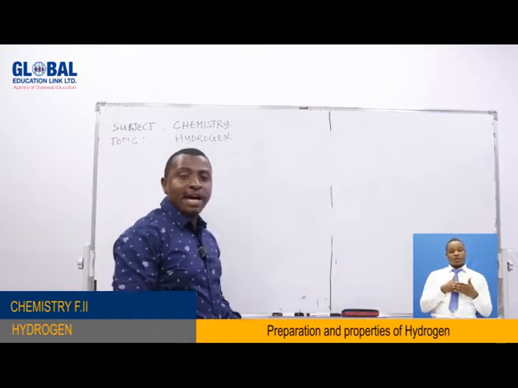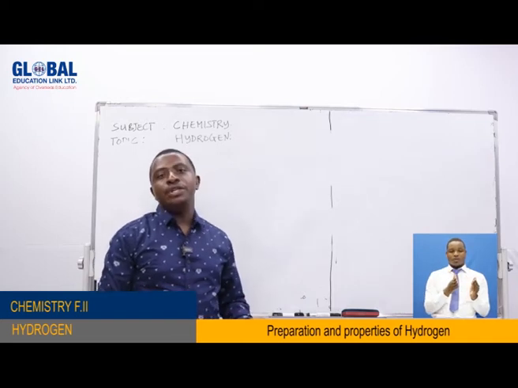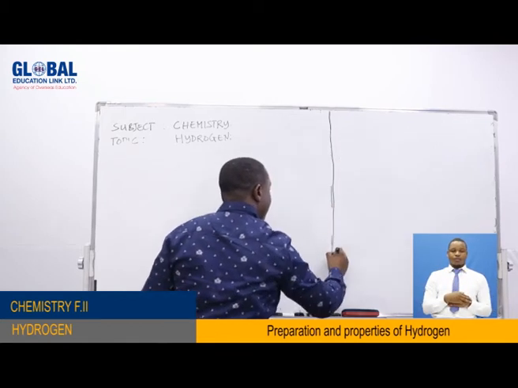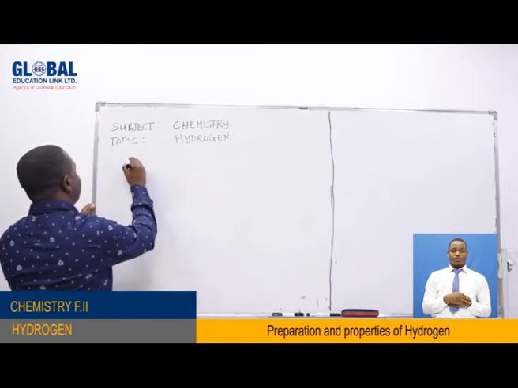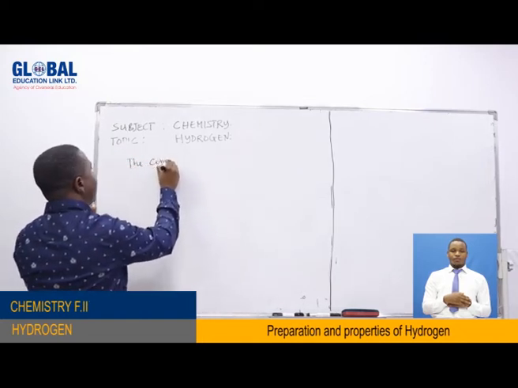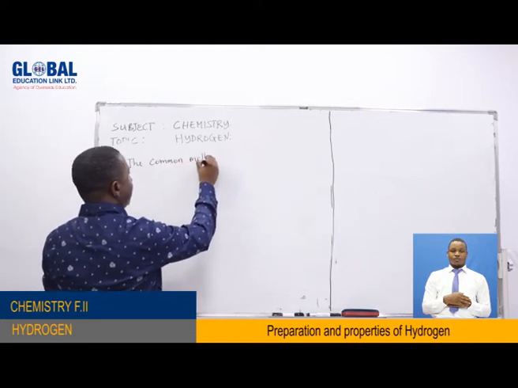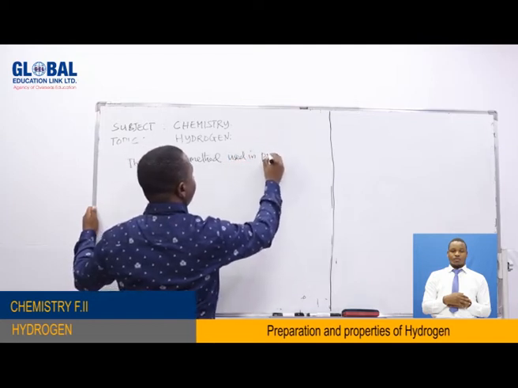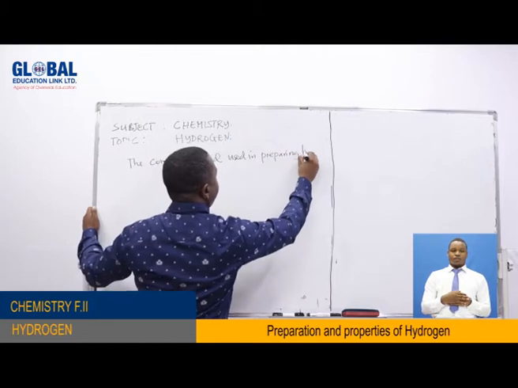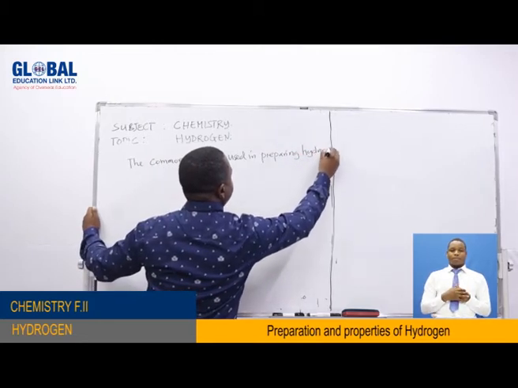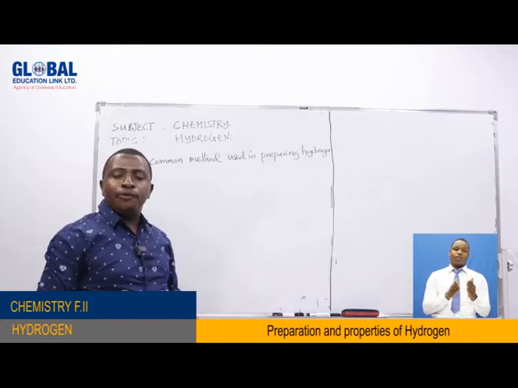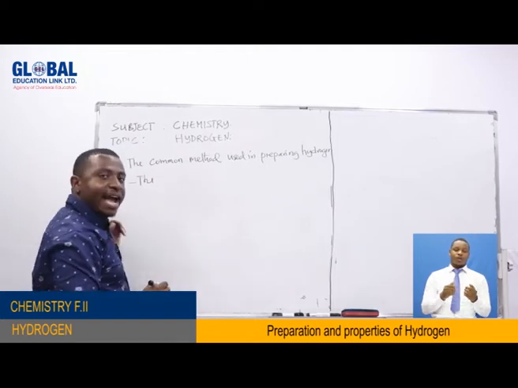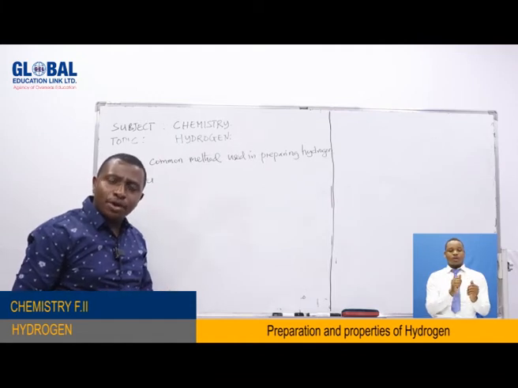Now, dear students, let us now see the common method used in preparing hydrogen in the laboratory. The common method of preparing hydrogen is the reaction between moderately reactive metals with dilute acids.